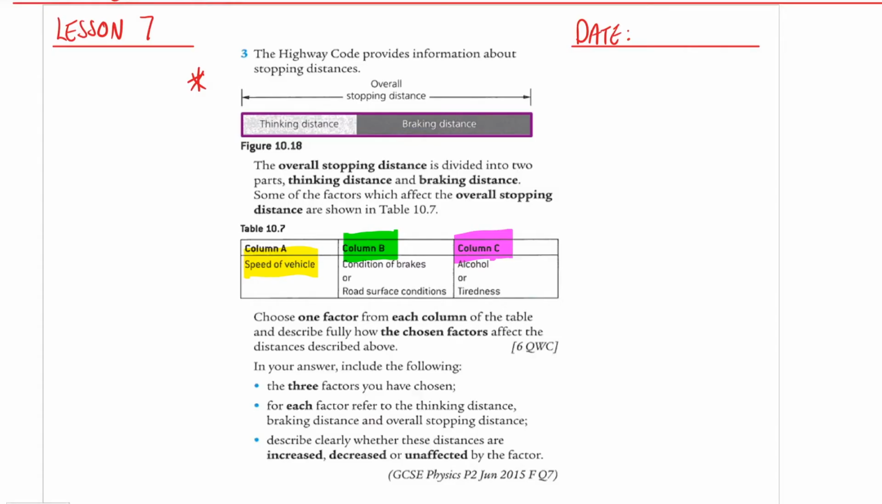Welcome back to lesson 7 for Year 11 Physics, Double Science. Good news is you've completed all the learning objectives for this first topic. So this lesson is a summary where we are going to be applying what you've learned, the learning objectives, and looking at some exam questions, GCSE past paper exam questions.